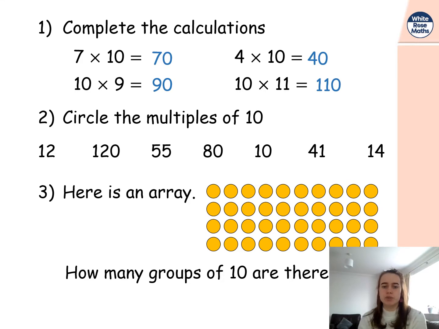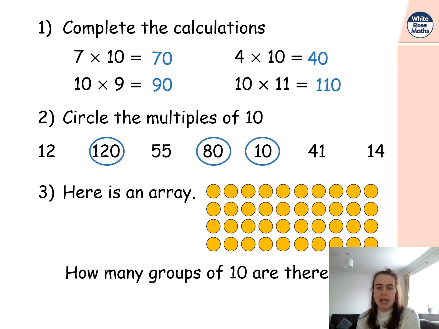Circle the multiples of 10. So we've got a row of numbers here. Which ones are multiples of 10? That's right, 120, 80 and 10. A really easy way to spot it is to notice the 0 at the end of the numbers.